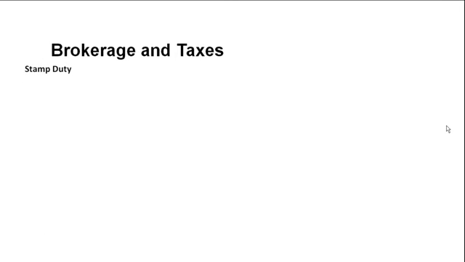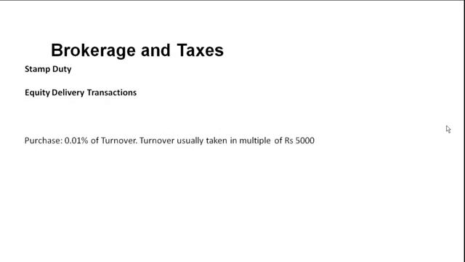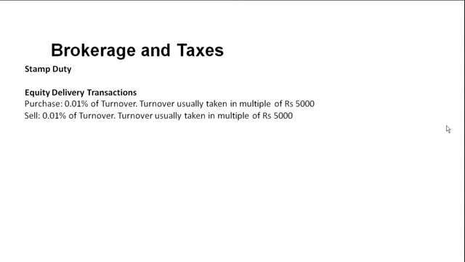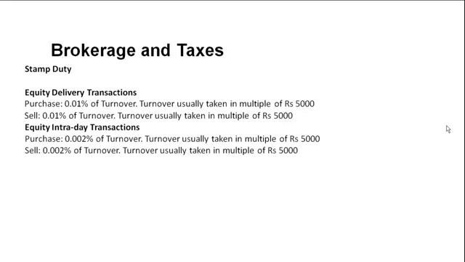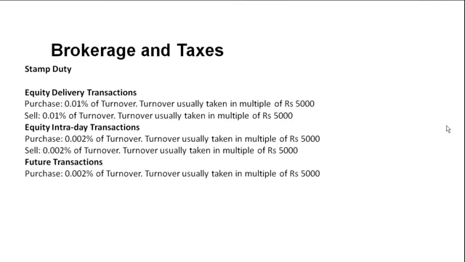Let us talk about the stamp duty which is applicable. For equity delivery transaction, if you are purchasing or selling any equity stocks, 0.01% of turnover is charged, and the turnover is usually calculated in multiples of 5,000. For equity intraday transactions, a 0.002% of turnover is charged, and again it is calculated in multiples of 5,000.